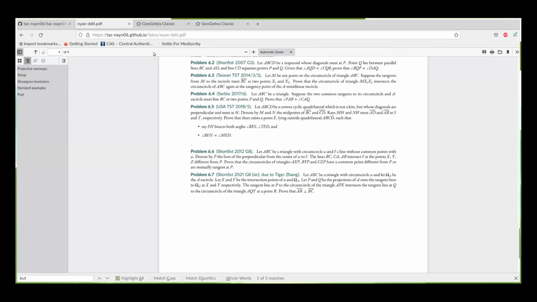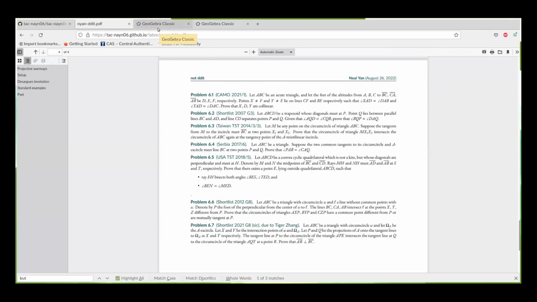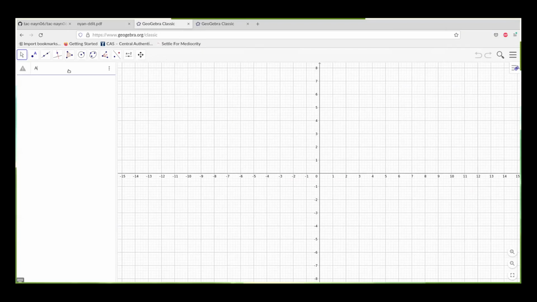What is this? Serbia problem? The two common tangents to the circumcircle and the X circle meet the line at 2 points. Prove that this pair of points are isogonal. What? I think this isn't actually that complicated to draw.